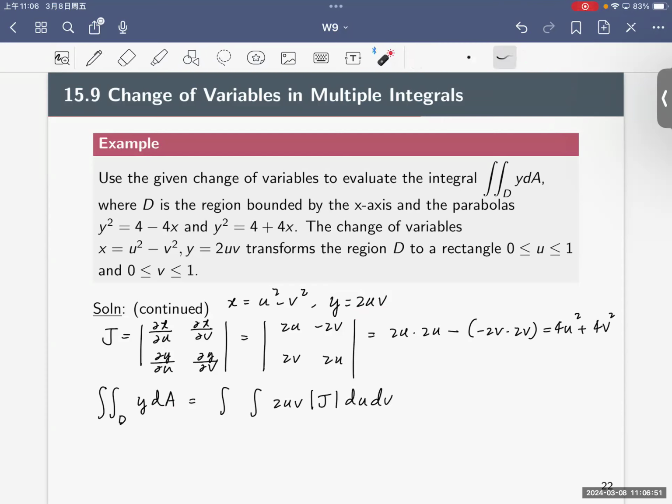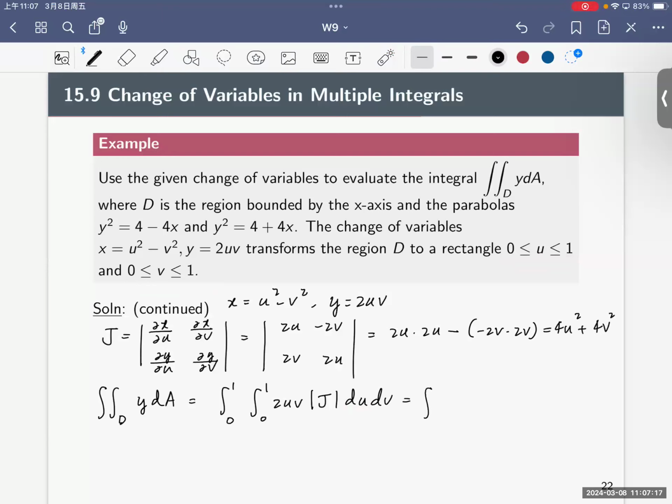And the limits are directly given, so you don't need to find them yourself. U goes between 0 and 1, V goes between 0 and 1. Naturally, because I put du first, the inner limits are U from 0 to 1, and the outer limits, V, also from 0 to 1.